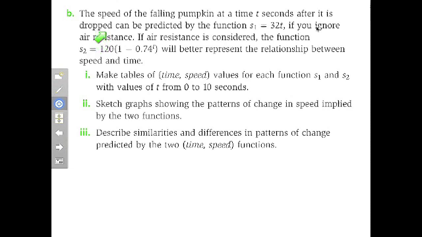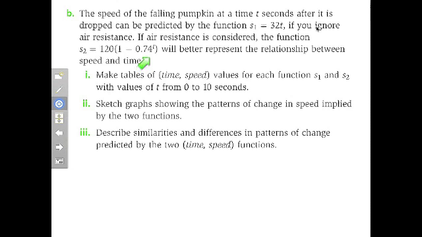Part B says the speed of the falling pumpkin at time t seconds can be predicted by the function speed1 equals 32t squared if you ignore air resistance. So if we ignore air resistance, this function gives us the speed of the pumpkin at any time t. It's speed1 equals 32t squared. However, if air resistance is considered, we get this weird looking function right here. We may not know where this function comes from. It is a function that is given to us and we're asked to believe it.